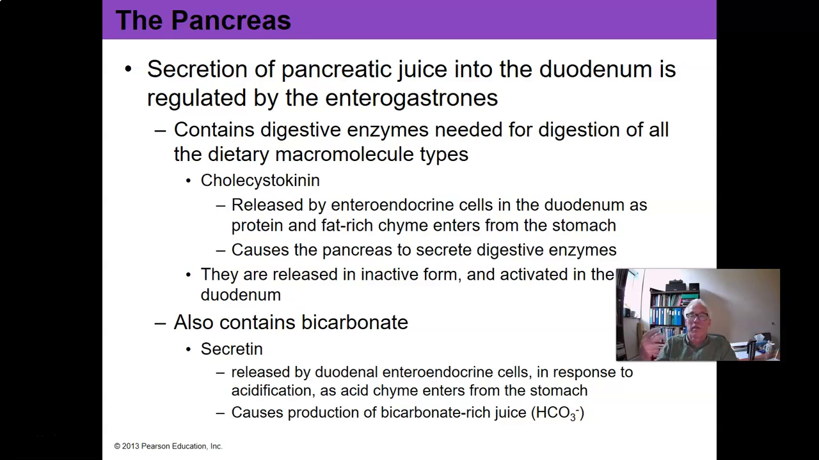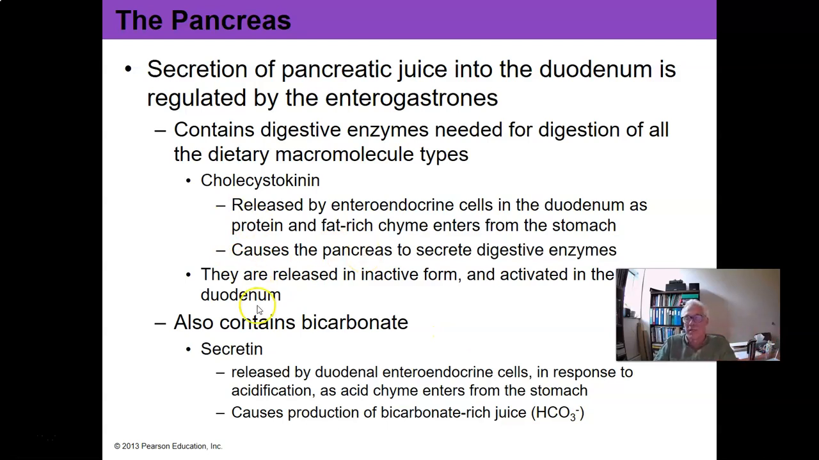The pancreas produces two secretions. It produces digestive enzymes that can break down all of the macromolecules in your entire diet. Proteases break down proteins, amylases break down starch, nucleases break down nucleic acids, DNA and RNA, and lipases break down fat into fatty acids and glycerol. So those are all the digestive enzymes that you need.